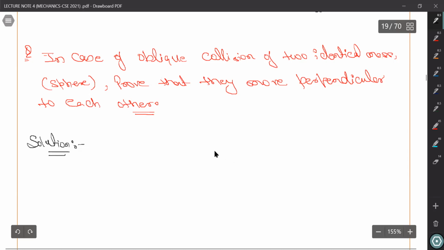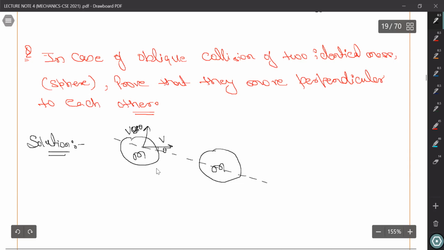So let's assume this m is at rest and this m is traveling with v, and this is the line of impact, and this angle is theta. What happened? It has two components: v sin theta and v cos theta. So after collision, what will happen? They will exchange their velocity, but it will be along the line of impact only.